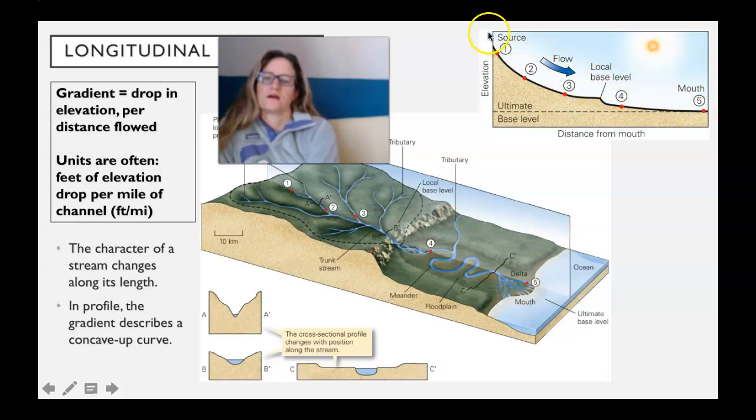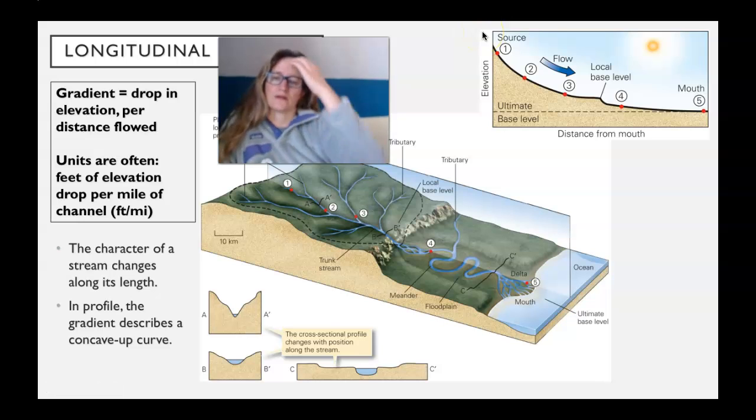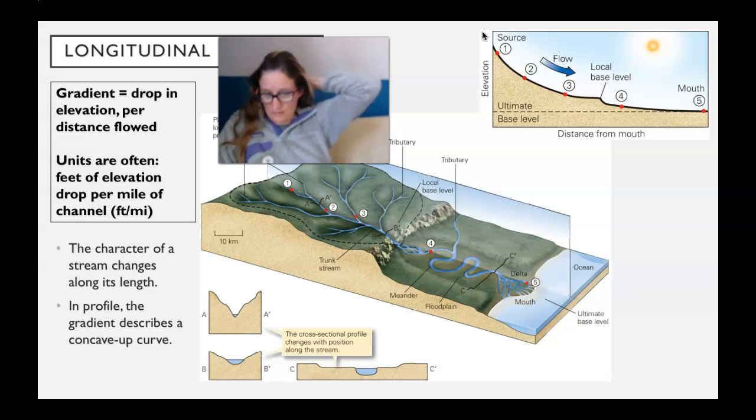At 1, which is in the headwaters, maybe one of these small tributaries, the gradient or the slope of the stream is quite steep, the drop in elevation per distance flowed. That would be like Boone. In Boone, we have really steep streams.